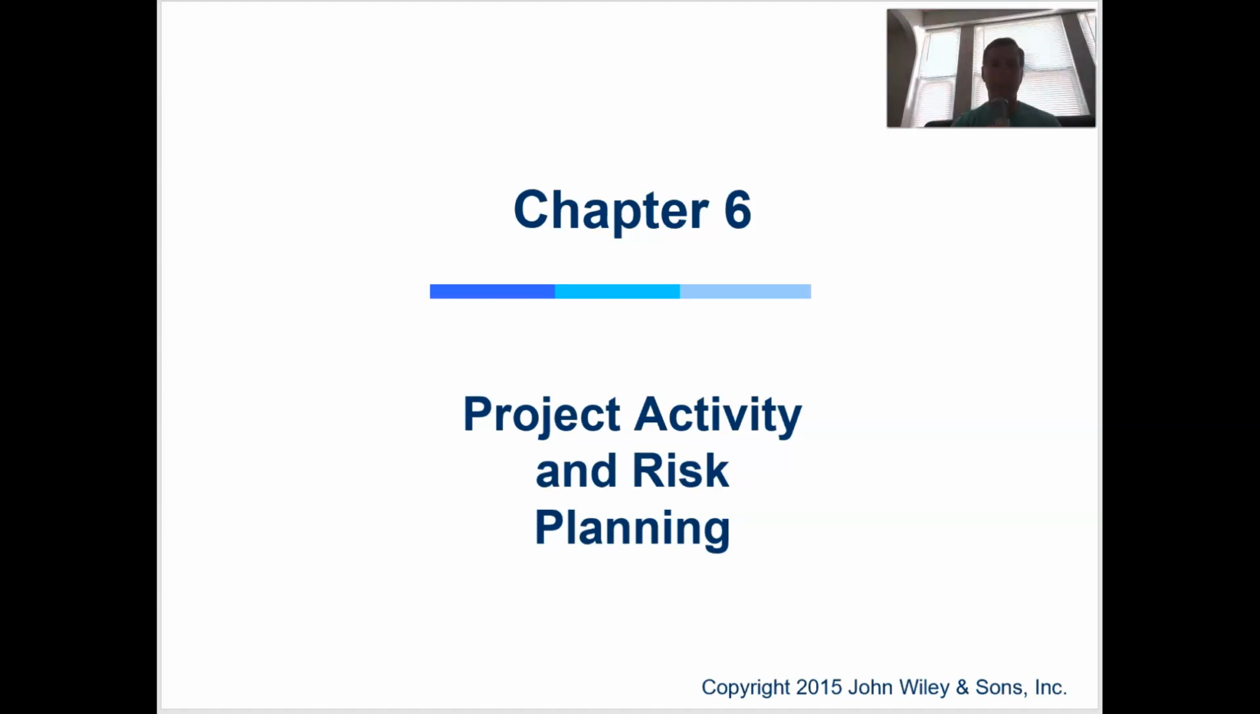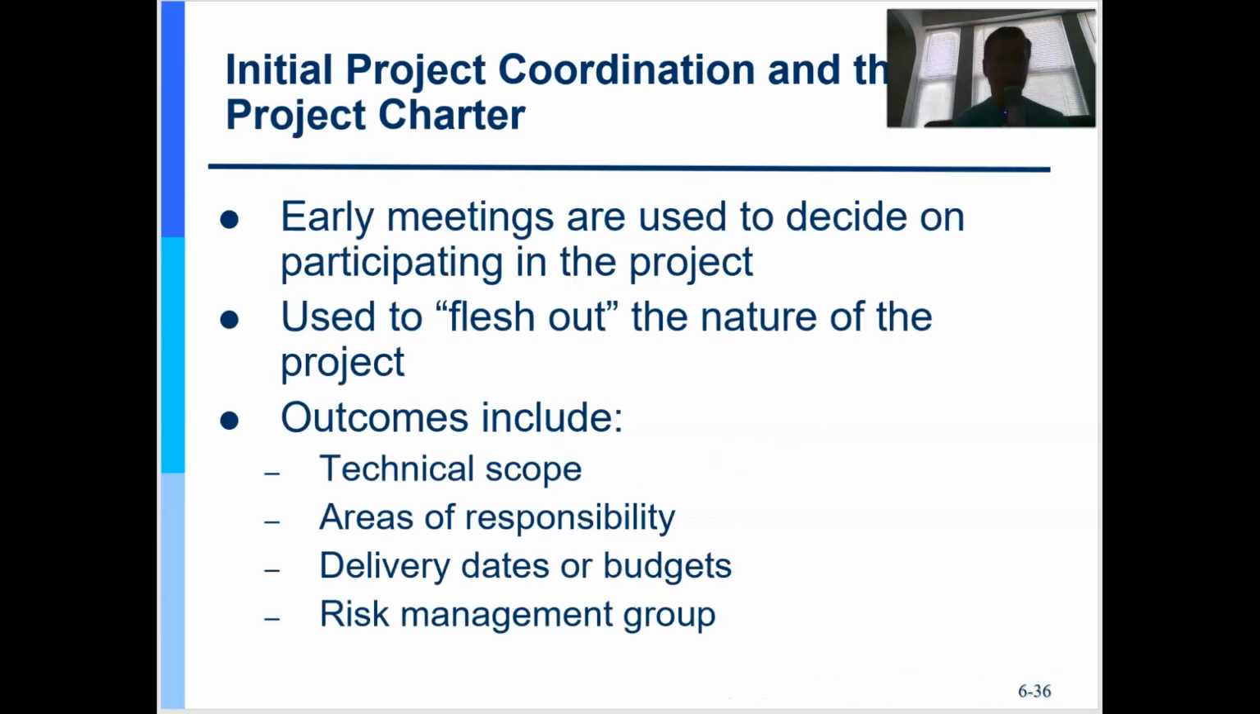Okay, welcome back, and this time Chapter 6, Project Activity and Risk Planning. Whenever I say activity, you should always think schedule. Schedule and risk planning. Of course, that's going to incorporate some cost management as well, and resourcing. As we've discussed, those four are related, though if I refer to the triple constraint, I solely mean schedule, cost, and scope.